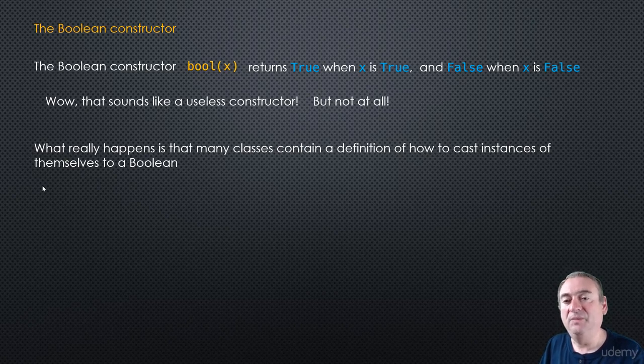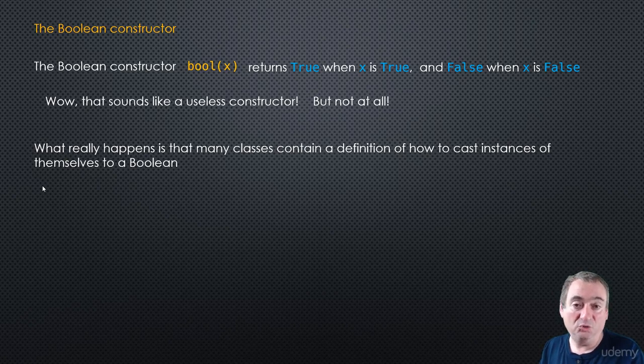And each class implements that. And it says, well, if I'm in this kind of state, then I'm going to say I'm in a true state. And if I'm in this state, I'm in a false state. And that's basically how most of the classes, and even our own classes, our custom classes that we write, will also have that property.